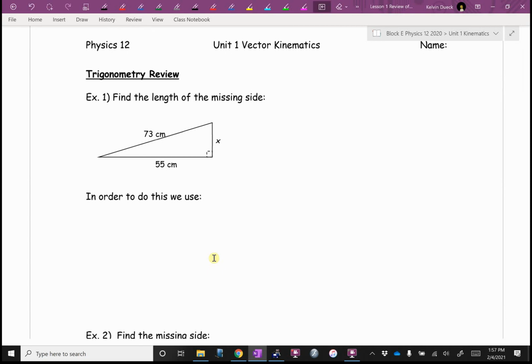So, example 1 says, find the length of the missing side. How many sides did they give me? Two, and they want me to find the third. In order to do this, we're going to use Pythagoras.